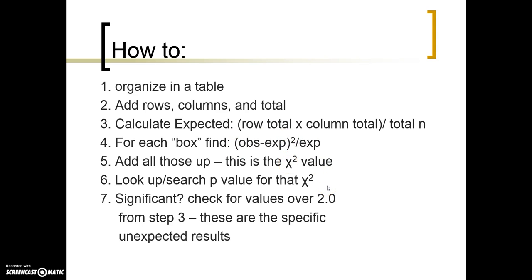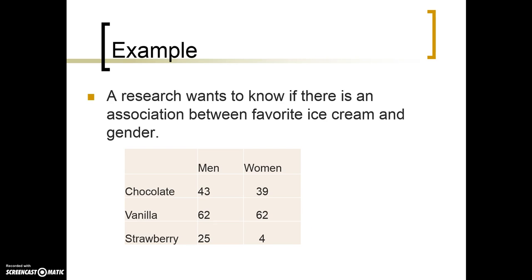Once we have the chi-square value, we need to figure out the p-value that's associated with that. So we're going to look that up online. And if we have a significant association, then we're going to look for values that are over 2 from step 3. Step 4. Sorry, we're going to look right here. And then these are the specific unexpected results. Easy, right? Don't worry. So here we go.